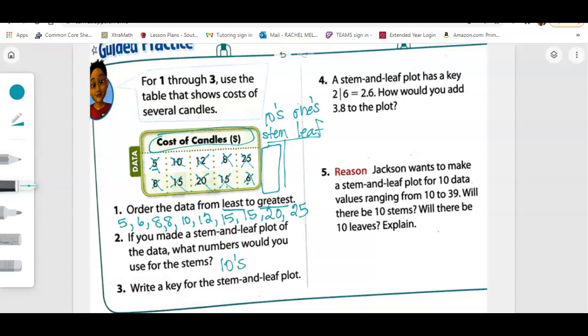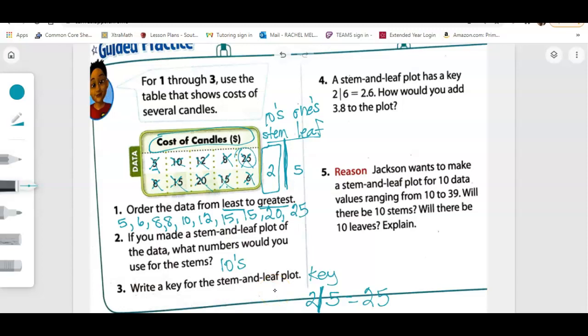Okay, and then the last one is saying write a key for the stem and leaf plot. So if I'm using this, my key would look something like this. Remember, we have that line that separates them. That's this line, right? Okay. So if I'm saying that this is the tens and this is the ones, I pick one of those numbers. Okay, so let's just say I pick the 25 and I write it like this. Okay, because a 2 would be here, right? Because that's the tens place. And a 5 would be here because that's the ones place. And so the key would equal 25.